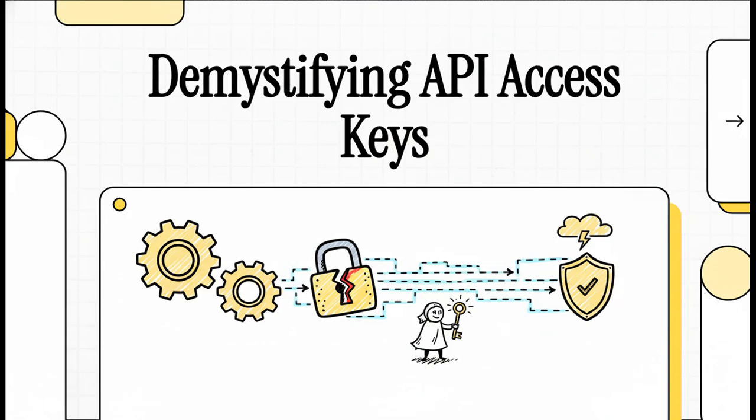You ever wonder how your food delivery app knows exactly where your driver is? Or how all your smart home gadgets just talk to each other? Like magic? Well, a lot of the time, the secret sauce is something called an API access key. They're these invisible connectors that make our digital world go round. But they're also a massive security risk. So today, we're going to pull back the curtain on this powerful, double-edged sword.